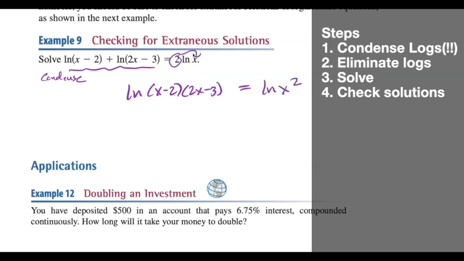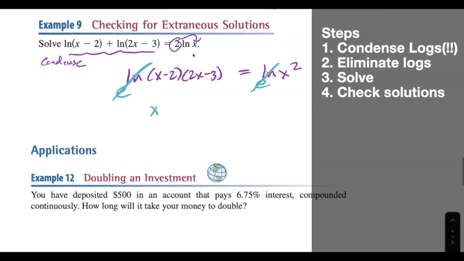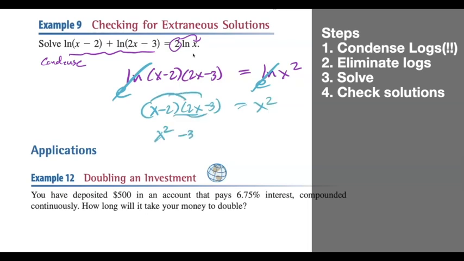Natural log of x squared. And now there's only a log on each side. I can take the e of both sides. These cancel out. And I get x minus 2 times 2x minus 3 equals x squared. So we have a quadratic we've got to solve. First, let's distribute this. X squared minus 3x minus 4x plus 6 equals x squared.